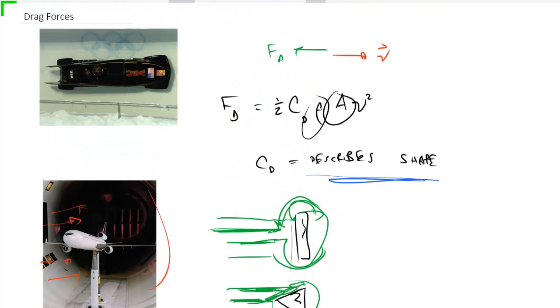So if I have a sphere and I chop it in half, then that cross-sectional area would just be a circle. If I have a cube and I chop it in half, that cross-sectional area would be a square, etc. So this is the cross-sectional area. And then V is your velocity, but since we square this, it really becomes the speed squared, right? So this is basically just the speed. And the direction of the drag force will always be opposite the motion.